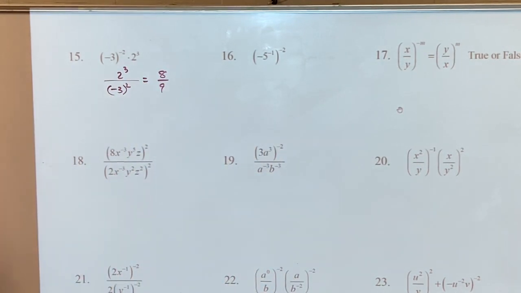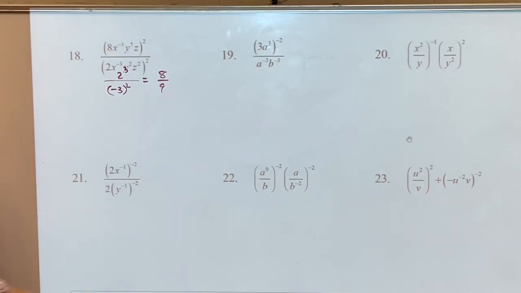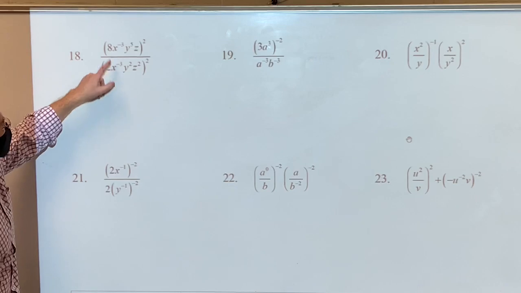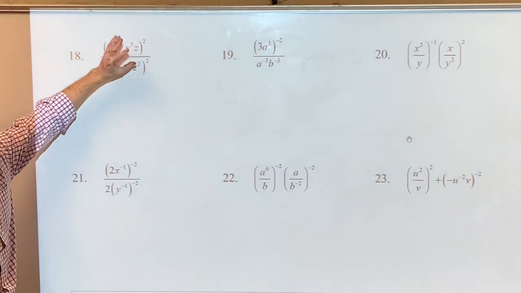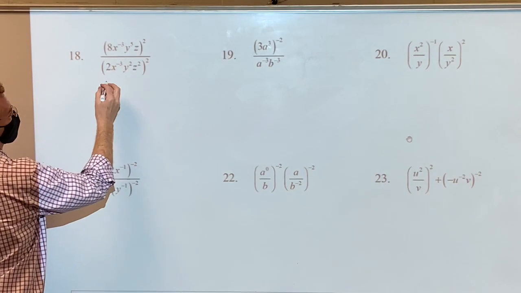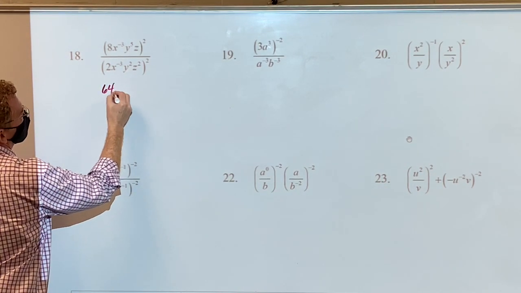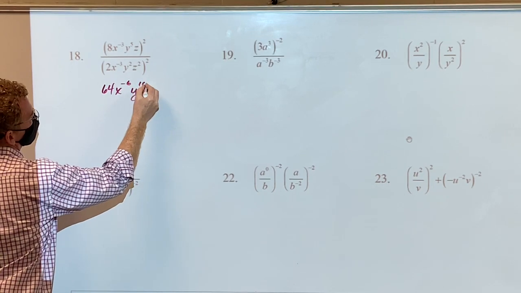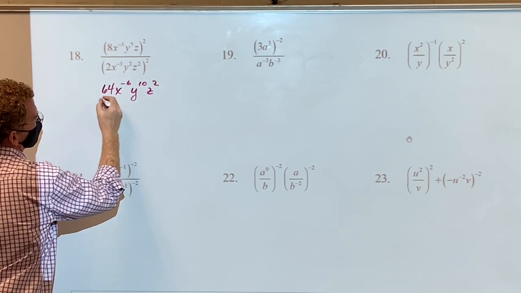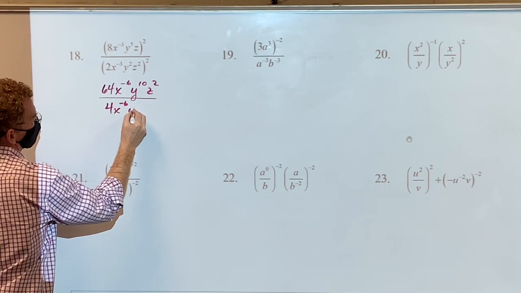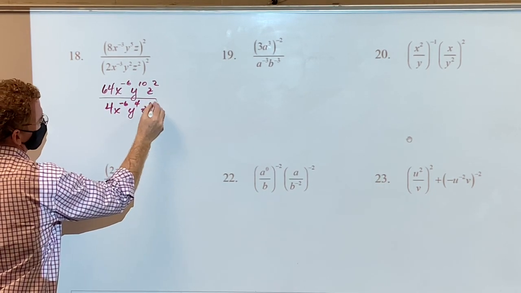What about 18? What would you do first? Got to deal with exponents. You can't just start canceling right now. Don't go backwards on PEMDAS. You've got to deal with exponents first before you start dividing. So, real quickly, what do you get? 64 x to the negative 6 plus 110 c squared. Good. And then on the bottom, 4 x to the 6 y to the 4th c.